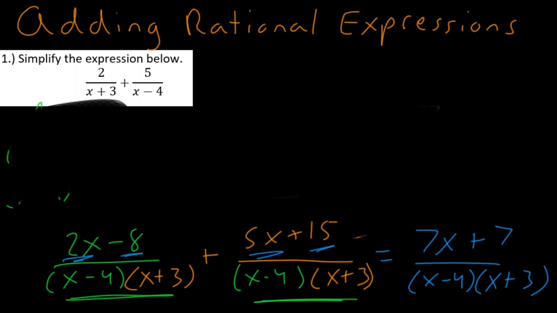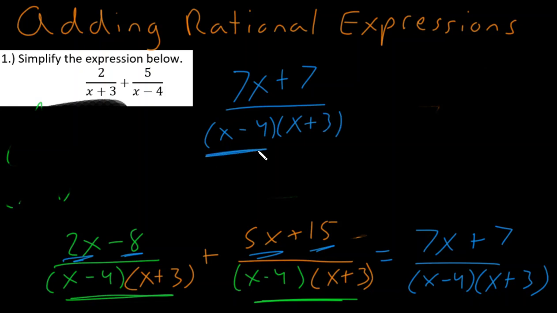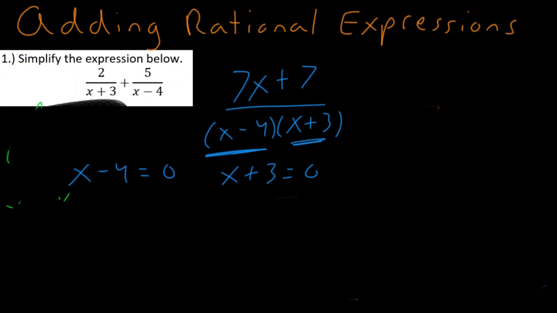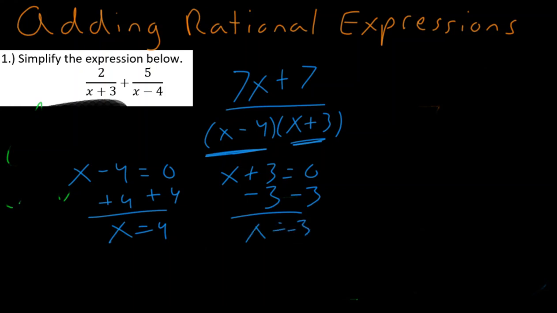And so our answer is 7x plus 7 over x minus 4 times x plus 3. But we have to figure out, what can x not be? Well, in both of these cases, I'll take x minus 4 and set it equal to 0. I'll take x plus 3 and set that equal to 0 as well. You'll notice that when I add 4 to both sides, I get x is equal to 4. When I subtract 3 from both sides, I get x is equal to negative 3. And we would say it like this, comma, x cannot equal 4, comma, negative 3.